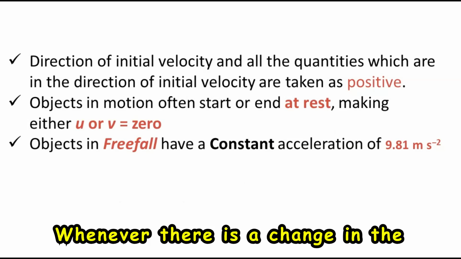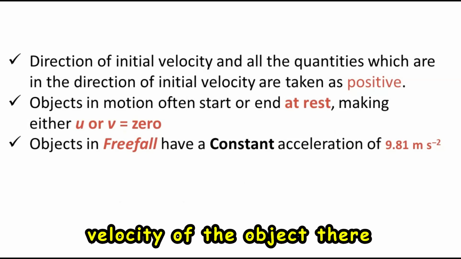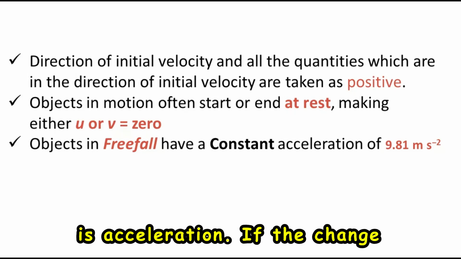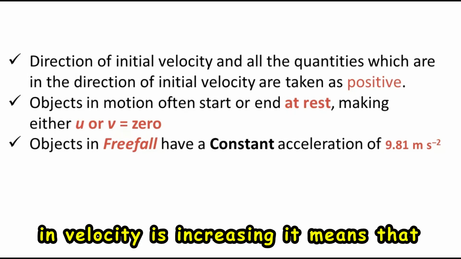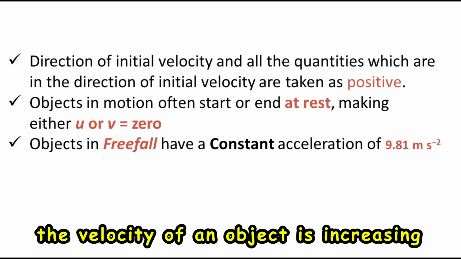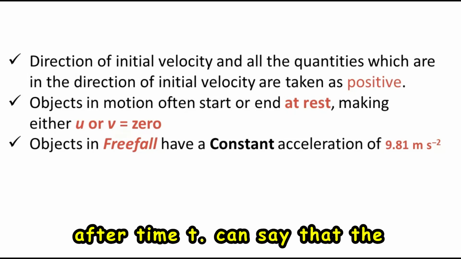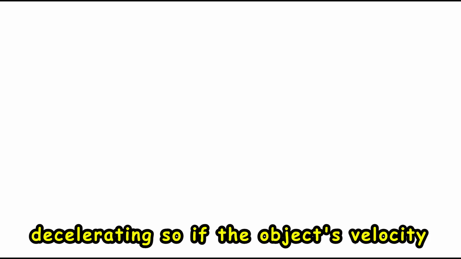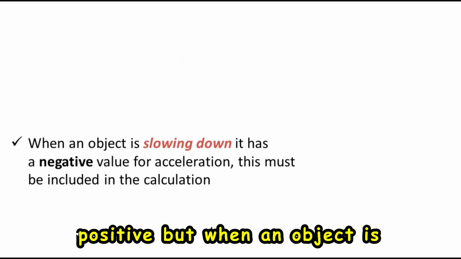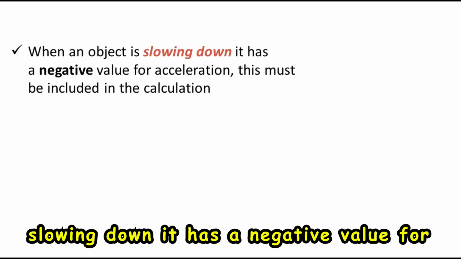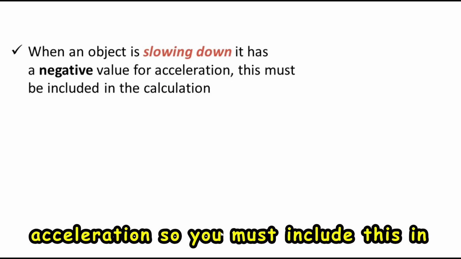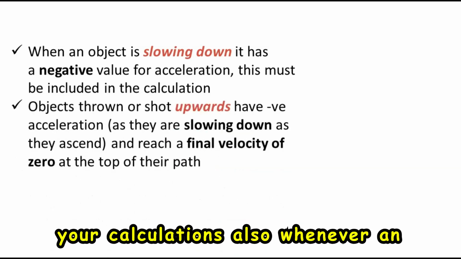Whenever there is a change in the velocity of the object, there is acceleration. If the velocity of an object is increasing after time t, we can say that the object is accelerating. But if after some time t, the velocity of an object is decreasing, we can say that the object is decelerating. So if the object's velocity is increasing, the acceleration is positive. But when an object is slowing down, it has a negative value for acceleration. So you must include this in your calculations.